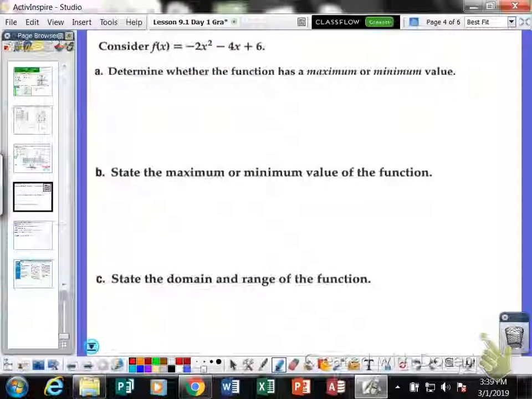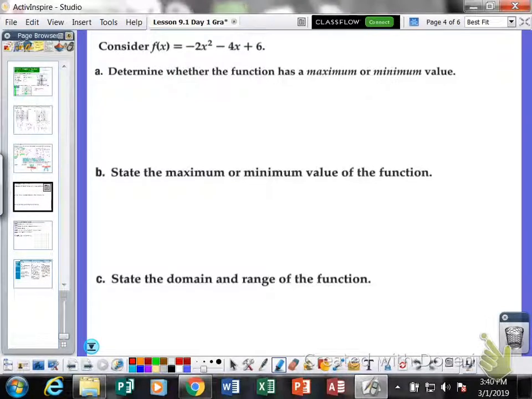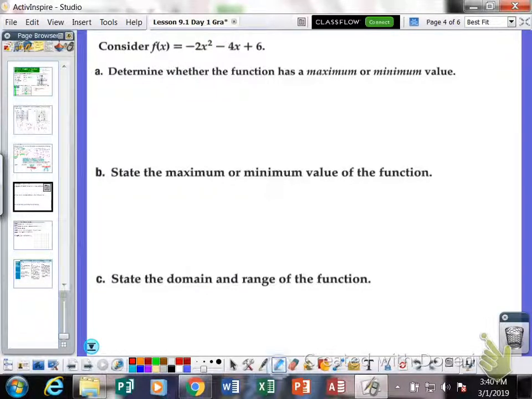So let's see here. Determine whether the function has a maximum or a minimum, okay? To determine that, I just look at the a. A is -2. Well, it's negative, so it opens downward, so it's going to look something like this. So it's going to have a maximum value. That's all you need to do, okay? It opens down, so it's a maximum. State the maximum or minimum value of this function.